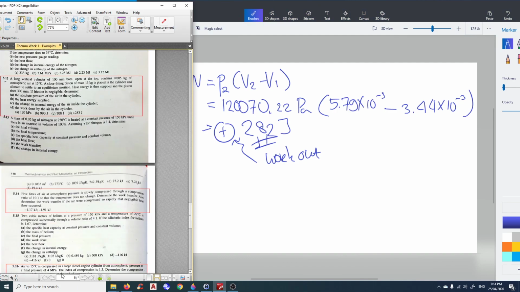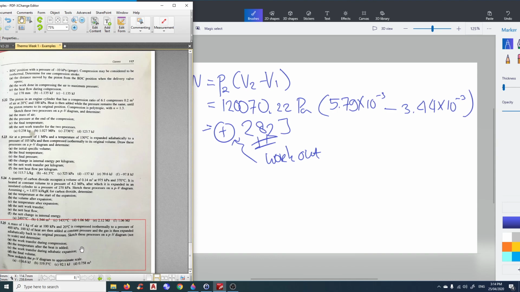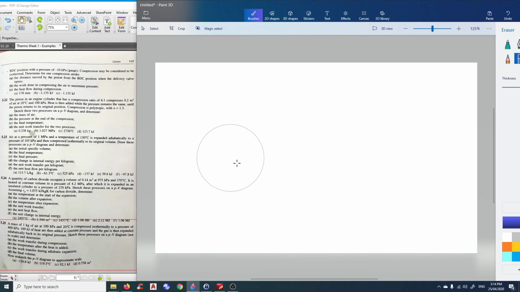The last question I want to discuss before we finish is question 5.25. So question 5.25, it says a mass of air is compressed isothermally and then at constant pressure and then expanded adiabatically. So there are three processes here.